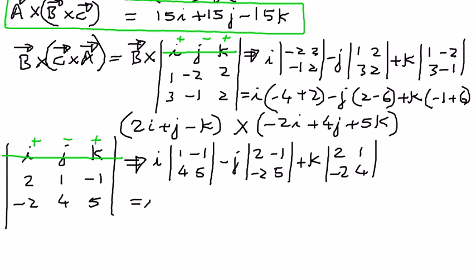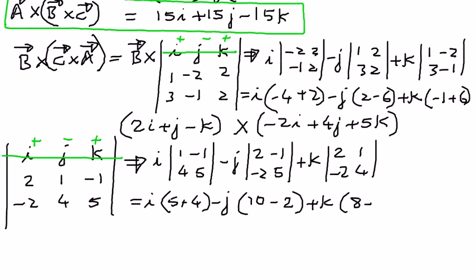So therefore, when we expand this, it is going to be i, 1 times 5 is 5, minus 4 times 1 is negative 4, times negative will be positive 4. Minus j times 2 times 5 is 10, minus negative 2 times negative 1 is positive 2 with a negative sign. And then plus k times 2 times 4 is 8, minus negative 2 times 1 is negative 2, times negative will be positive 2.